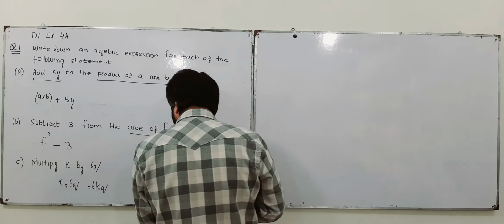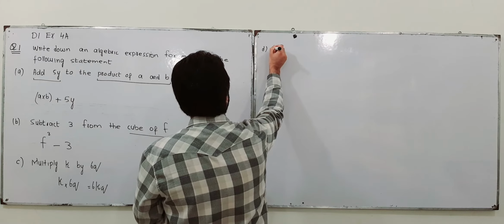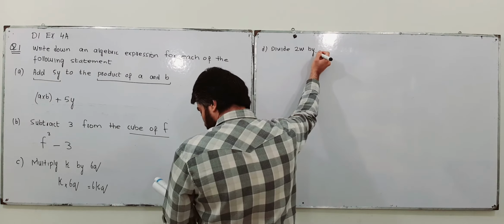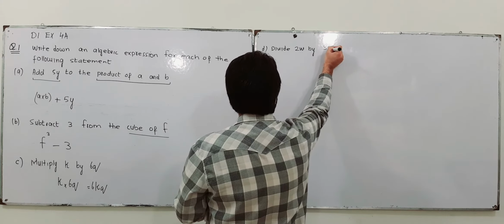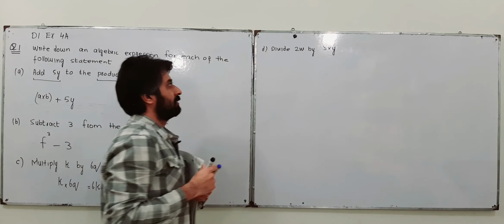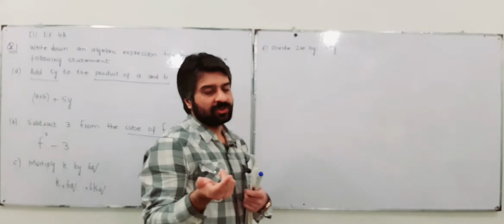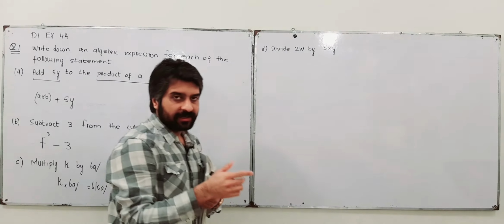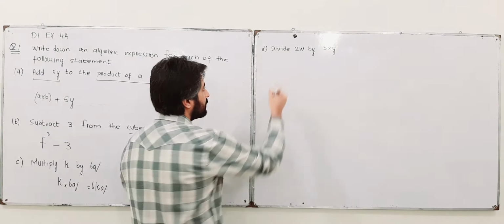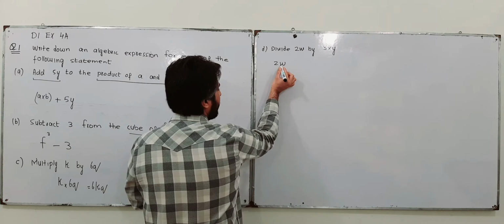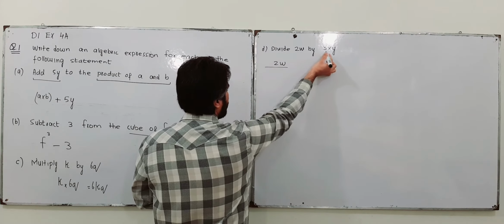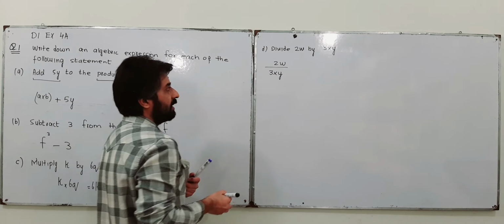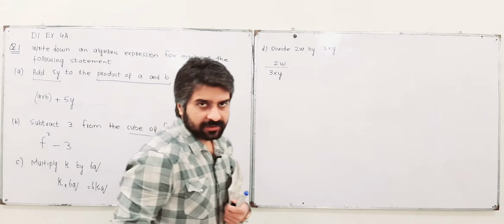The next one is divide 2w by 3xy. So here we have to divide 2w by 3xy. So 2w will be in the numerator because it has to be divided by 3xy. This is your required algebraic expression.